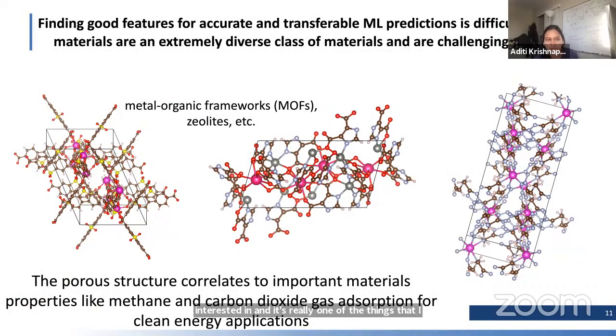And so for this particular set, I'm going to look at this class of materials, nanoporous materials like metal organic frameworks or zeolites. These are, I think, the state-of-the-art materials when it comes to a lot of clean energy applications like carbon capture. In this case, these are really complicated structures, and the porous structure correlates directly to important properties like gas absorption or catalysis or other types of things.